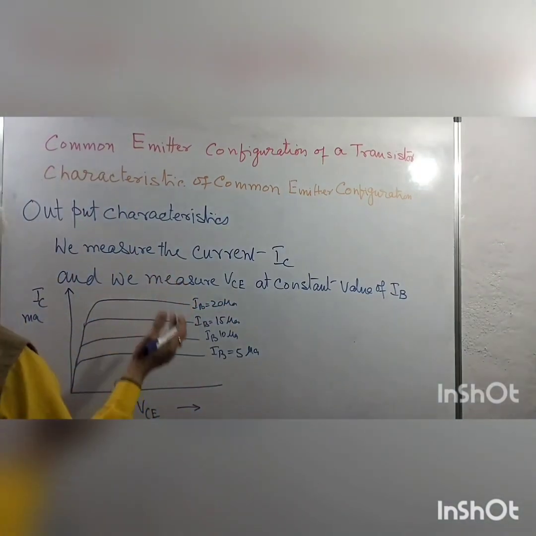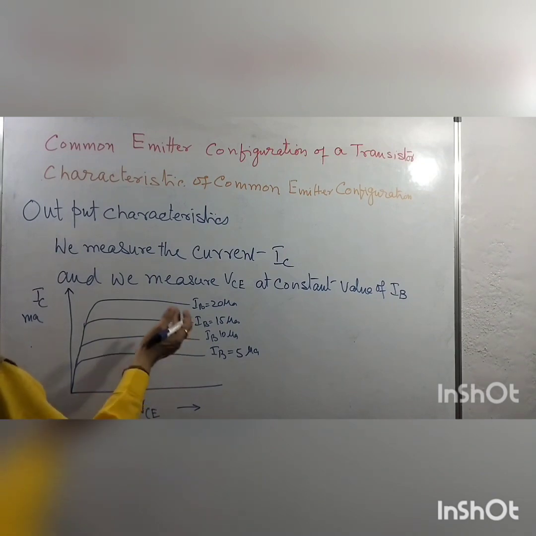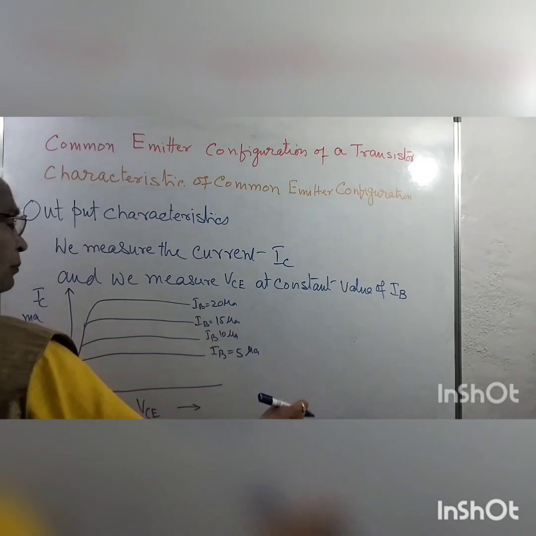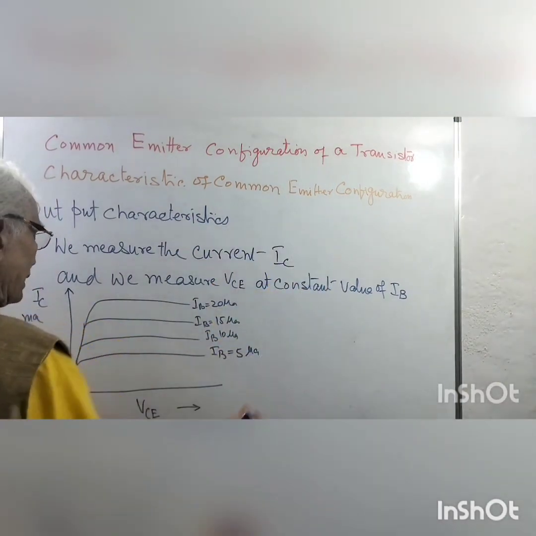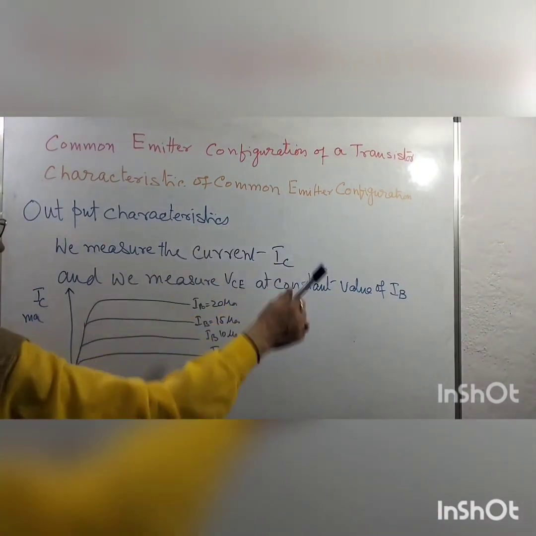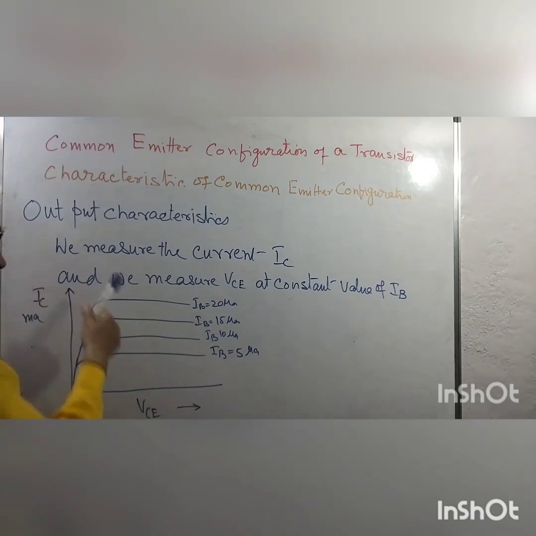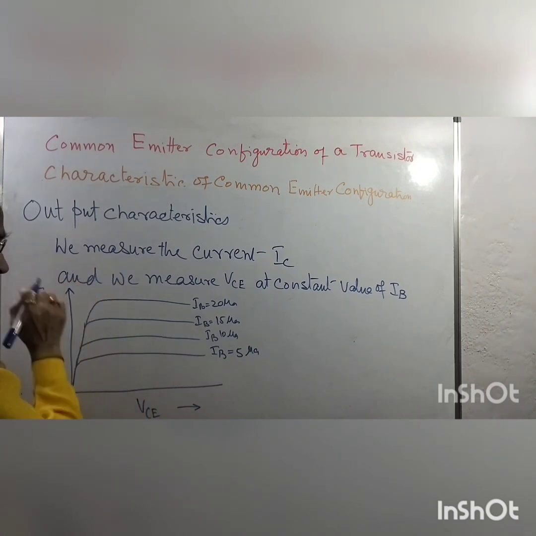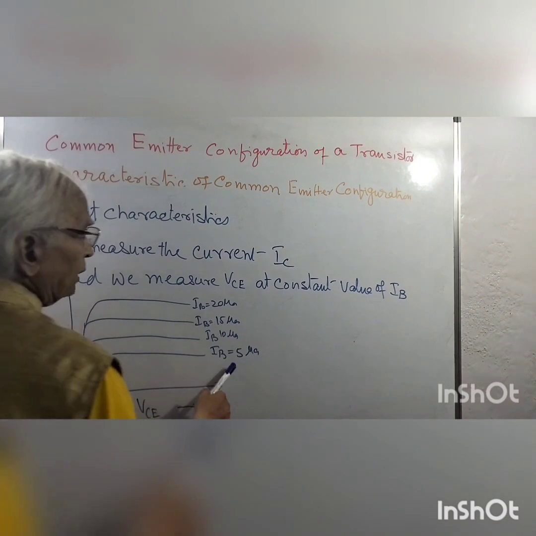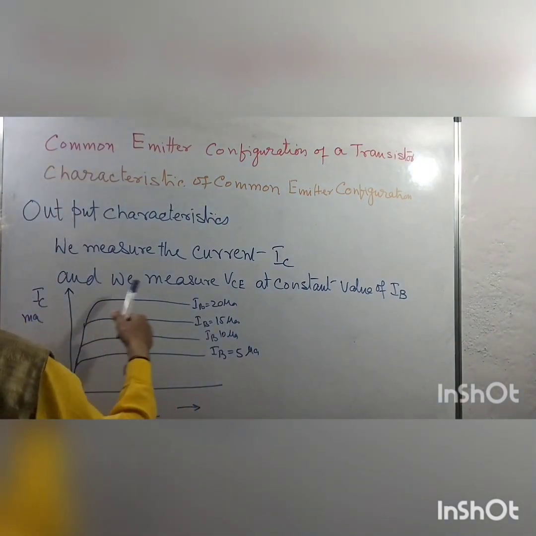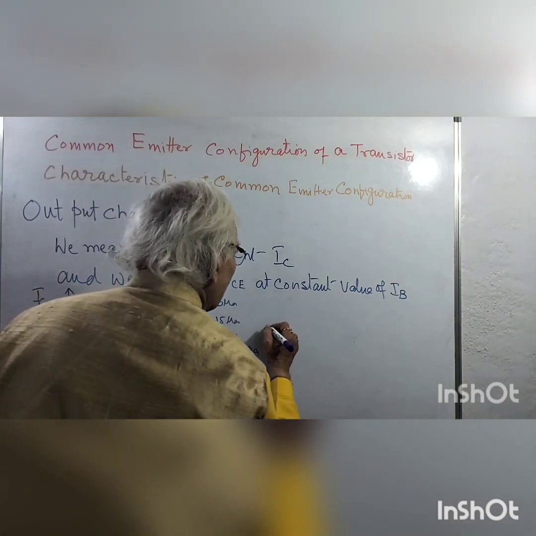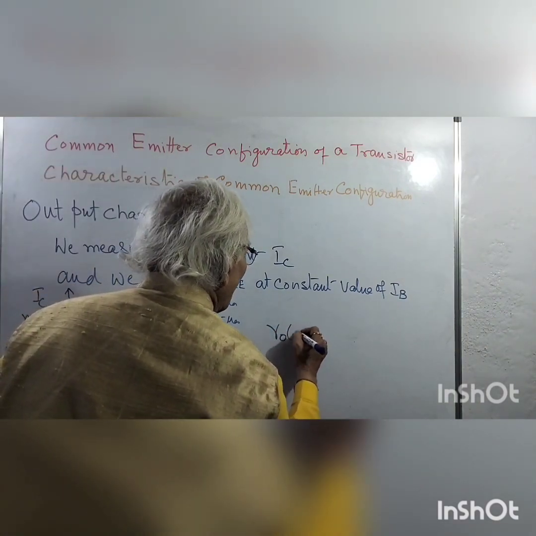So keeping IB constant like this, we change the collector emitter voltage from the rheostat, variable potentiometer on the collector side, and we measure the IC current. But we change IB in the input circuit, that is the emitter base circuit. We change IB by changing the potentials of the battery slightly using a rheostat. So IB is kept constant, and we get this type of graph. From this type of graph, we can find out RO, that is the output resistance.